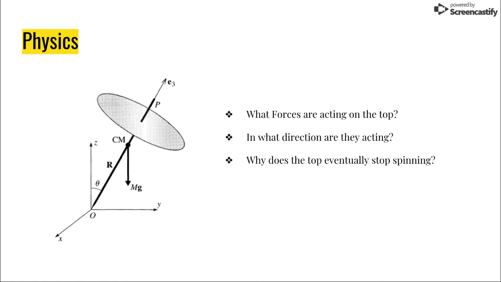The force of gravity acts in the downward direction from the object's center of mass. The angle at which the top can pivot is the precession angle. Gravity is felt by the top with respect to this angle and can be used to define the torque.